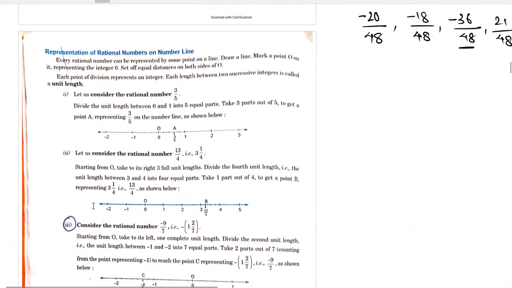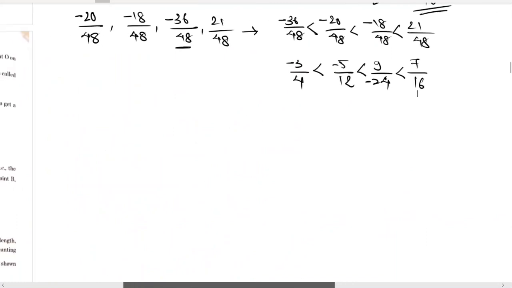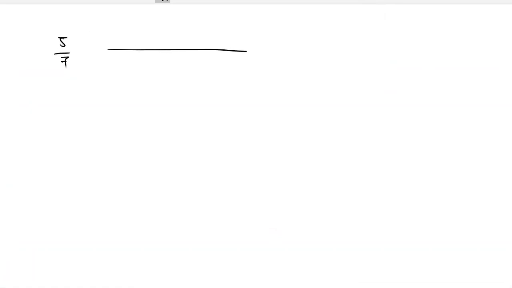Okay, then comes representation of rational numbers on number line. Suppose I want to represent some rational numbers. I'll just show you some random examples, not what they've given in the textbook. Suppose I want to represent 5 by 7 on number line. So first of all, I would like to ask you a few questions. Is 5 by 7 positive or negative? 5 by 7 is a positive number, right?